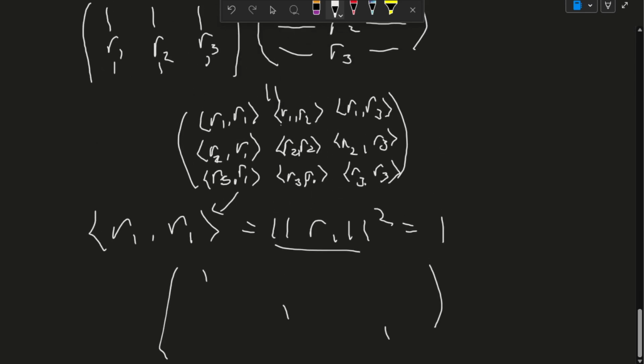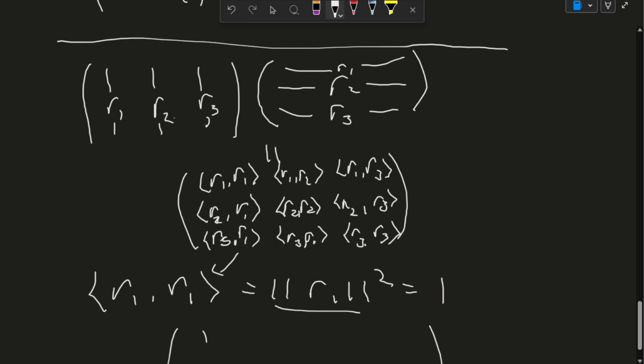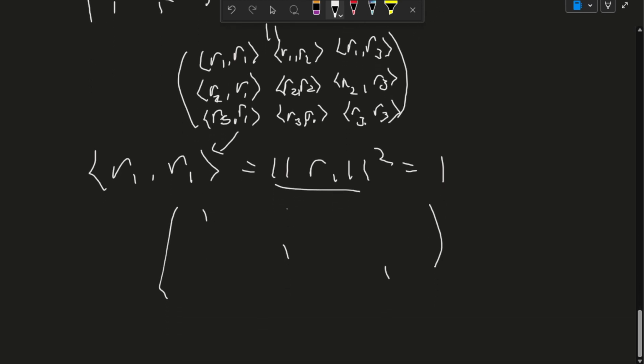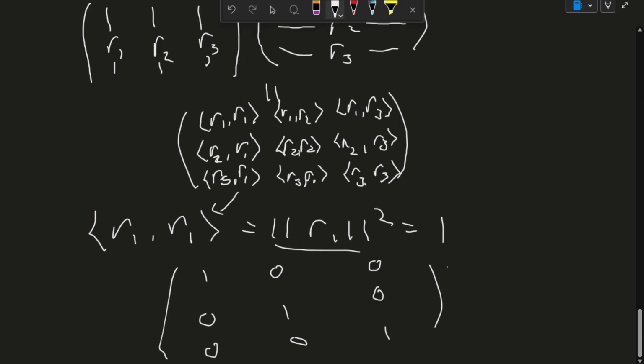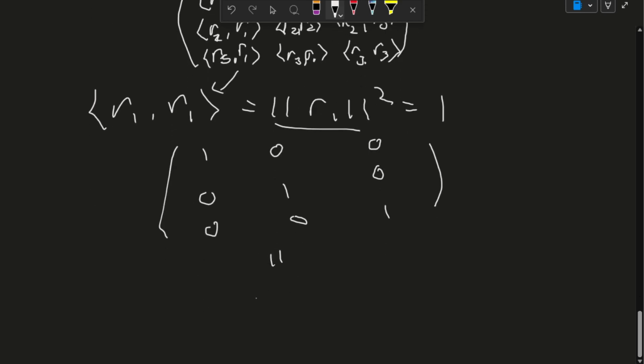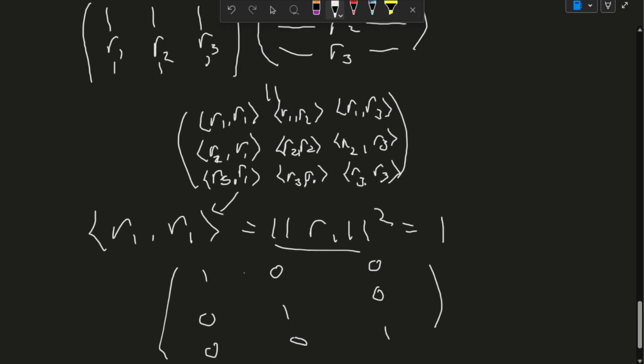But each of these off-diagonal inner products can also be calculated very easily, because we're assuming that our vectors are orthogonal. So the off-diagonals have all got to be 0. So it turns out that this matrix times its transpose is actually equal to I3, the 3 by 3 identity matrix. And you actually can do this in reverse.